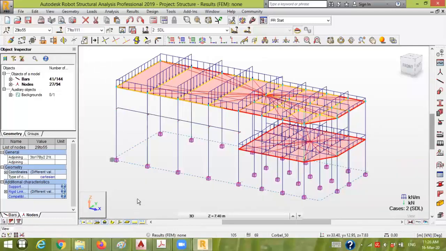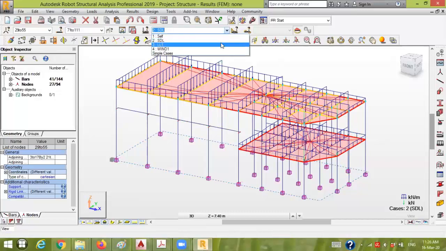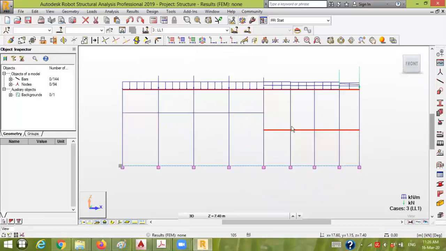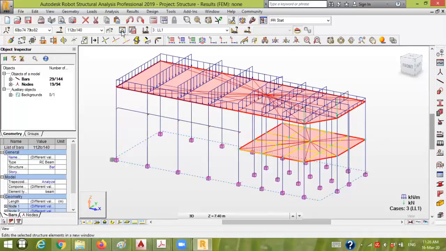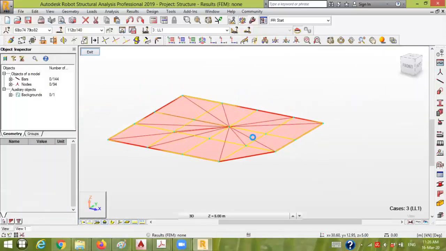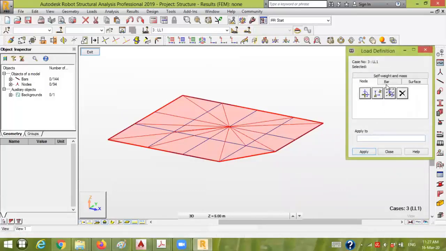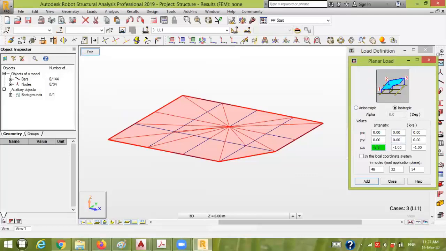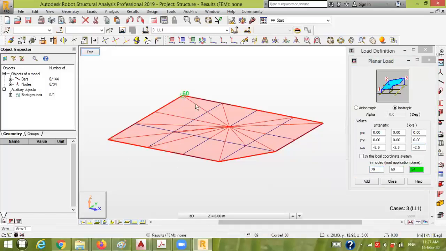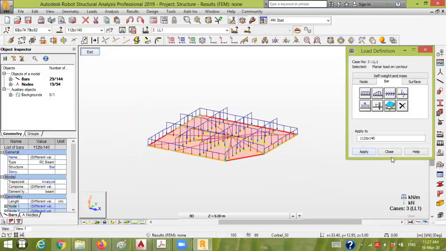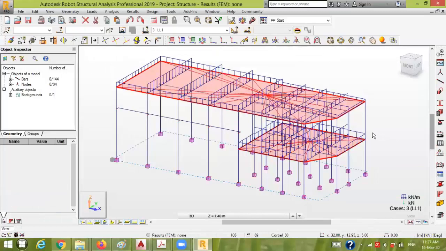I will go back, so here we have SDL on the first and second level. And live load must be redefined for the first level because I deleted all the live load. Live load here was minus 3, I remember, 2.5, sorry. So live load and the bar planner load of minus 2.5. It seems okay. Live is well defined.